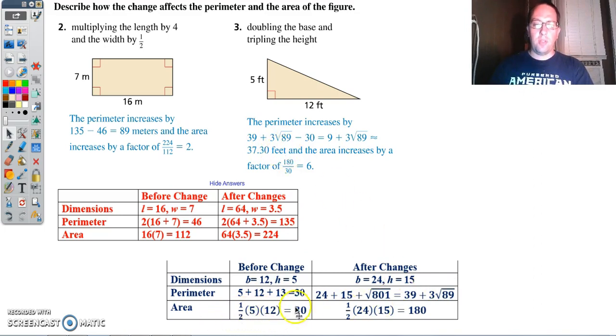All right, for the area, we have 1/2 times 5 times 12, 1/2 base times height, is 30. And 1/2 times 24 times 15, 1/2 base times height, is 180. And so we end up with a factor of 6. Notice times 2 for doubling, times 3. 2 times 3 is 6.